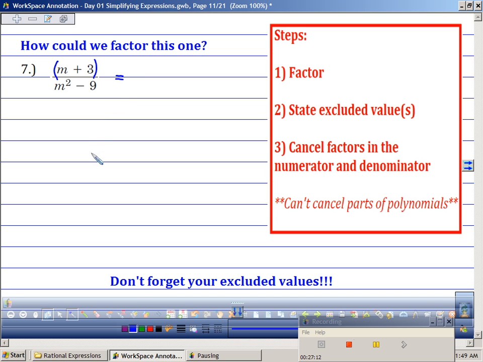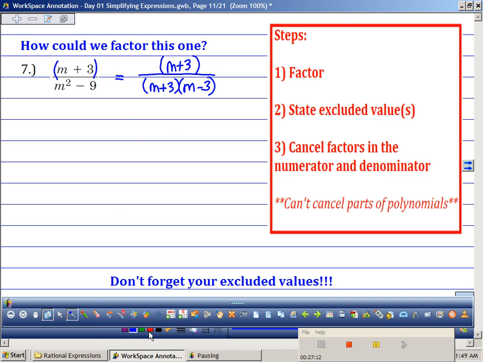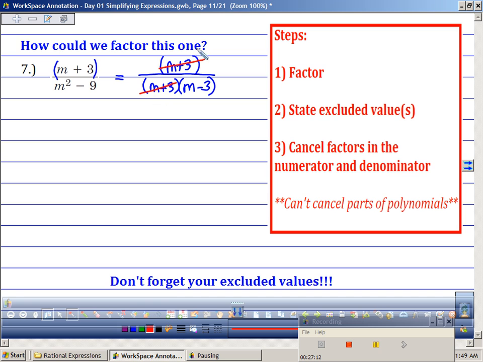Anybody see anything? I see the difference of 2 squares. Thank you, Philip. So how could I factor m squared minus 9? Good job. M plus 3, m minus 3. That works well for us, right? Why? I can cancel the m plus 3 because I can cancel a quantity as long as the whole quantity gets canceled. That's a mystery number, the same mystery number, so I can cancel them because that one over that one equals 1.